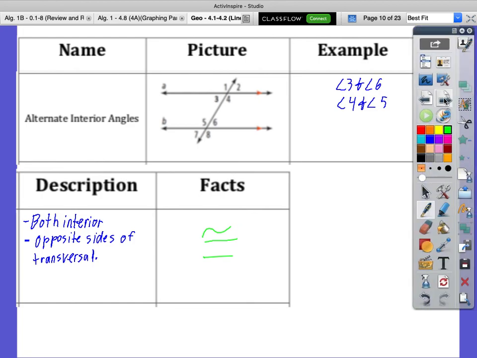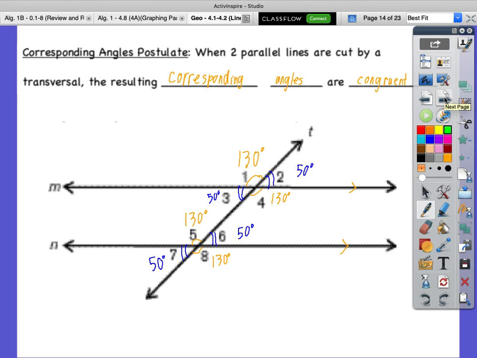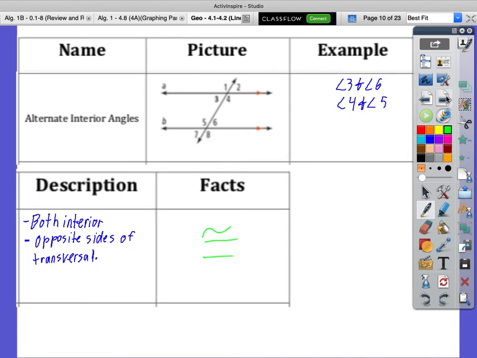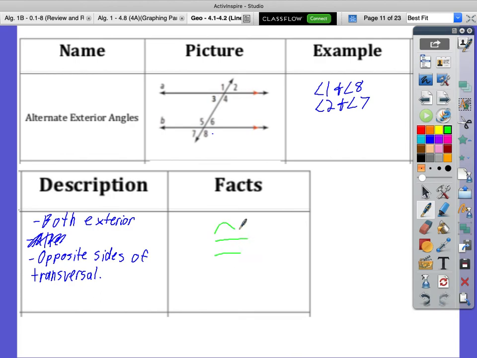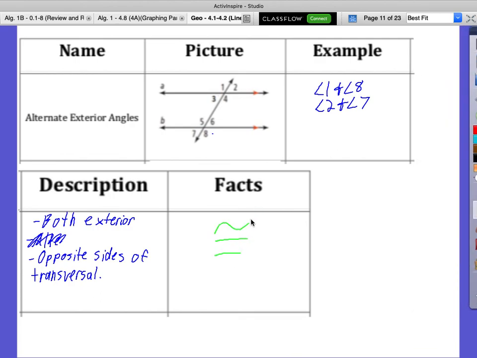Okay? Let's look at alternate exterior. If we go back to this picture, look at a pair of alternate exterior angles, 2 and 7. What do we notice about angle 2 and angle 7? They're alternate exterior, and they are what because these two lines are parallel? Congruent. What do we notice about angle 1 and angle 8? They're both 130. They're both congruent as well. So alternate exterior angles are also congruent. So we have corresponding, alternate interior, and alternate exterior are all congruent when the two lines are parallel.